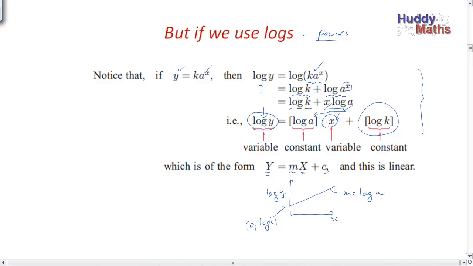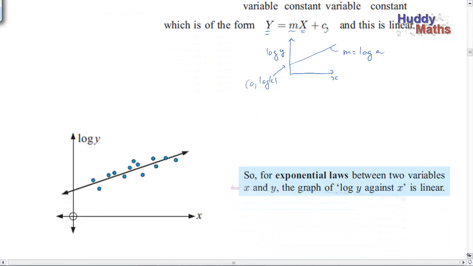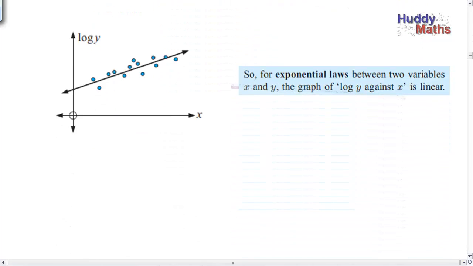Okay, so let's go down and have a look at the other one. In a minute, we'll do this for a start, what I've just said here. Log y against x would be linear for an exponential law, okay? Taking the log of the expression and plotting log y against x would give you a straight line. And we could then work with that in the same way as we worked with straight lines before.